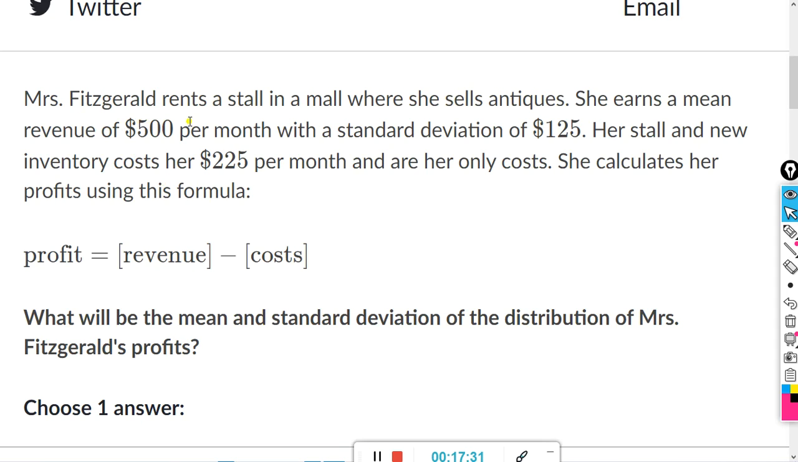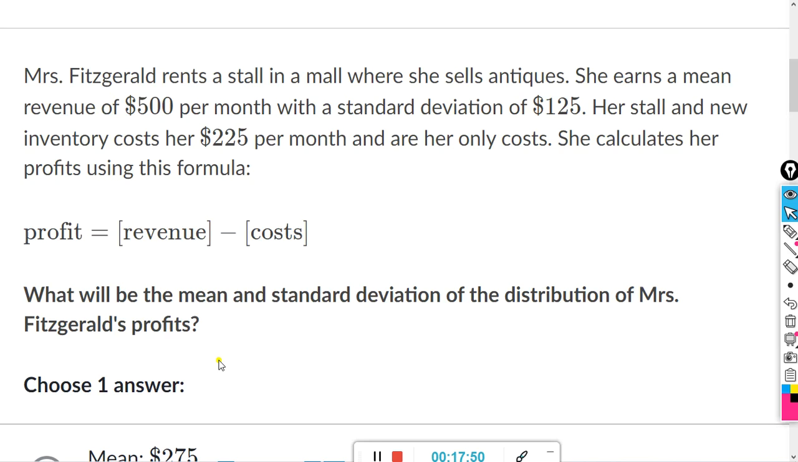All right, last one. Mrs. Fitzgerald rents a stall in a mall where she sells antiques. She earns a mean of 500, standard deviation of 125. Her stall and new inventory cost $225 a month and are her only costs. She calculates profits using this formula. What will be the mean and standard deviation of the distribution?